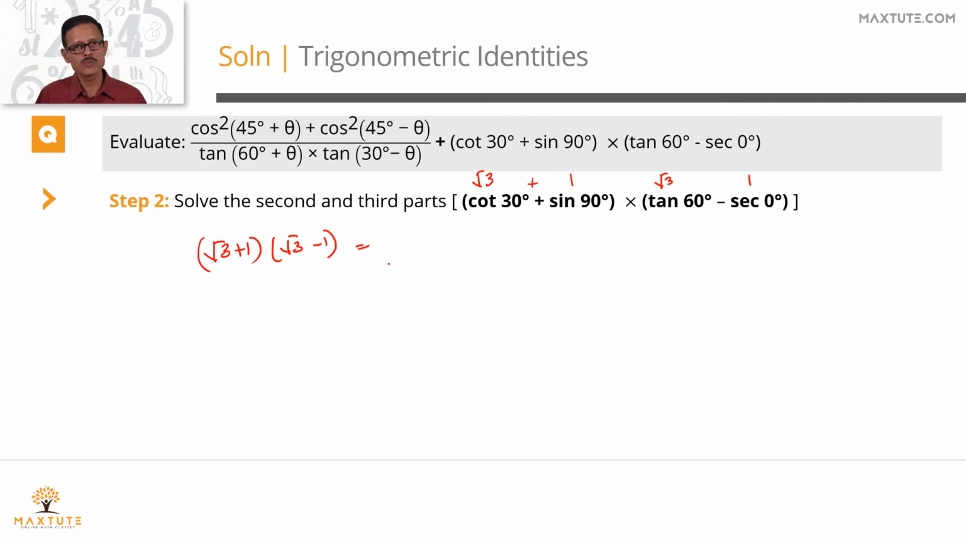This is equal to a minus b into a plus b, which is a square minus b square. Root 3 square is 3 minus b square is 1. This is equal to 2. We derived this value to be 1. Now we have computed this value to be 2. So the net result is equal to 1 plus 2, which is equal to 3.